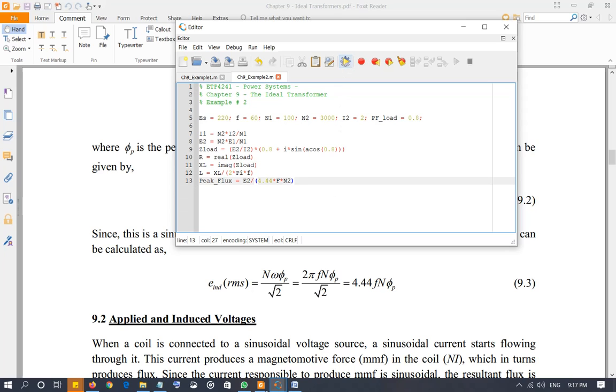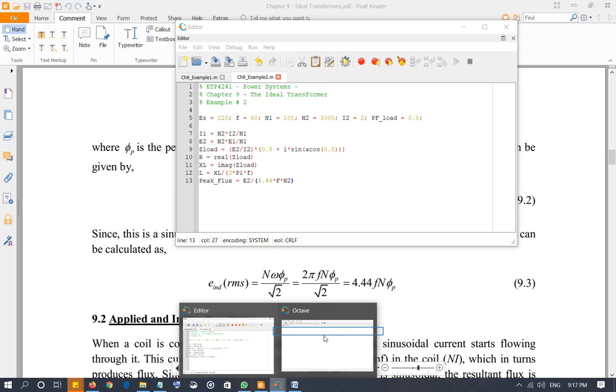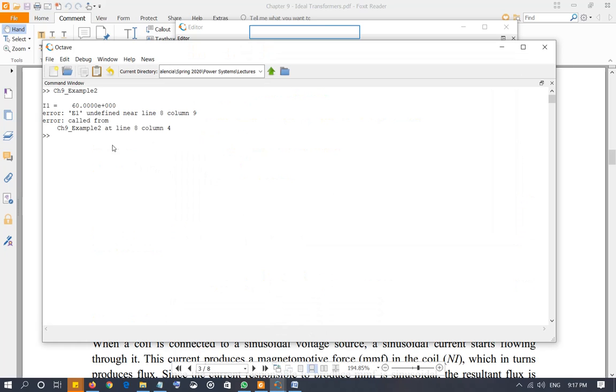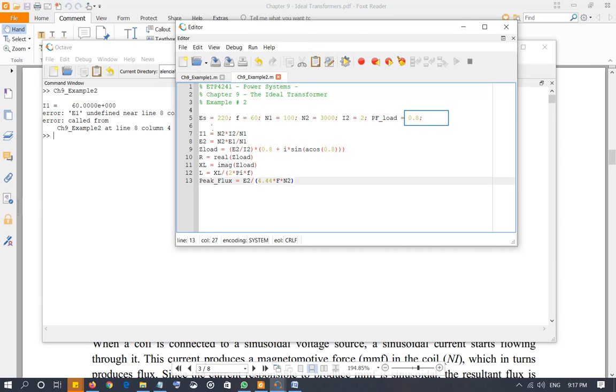Let's run this thing. And oops, alright, let's see, E1 undefined. Alright, let's see, E1 is undefined since I defined ES. So let me go ahead and define E1 as well. E1 and ES are same. E1 equals ES. Alright, let's go ahead and run it again.